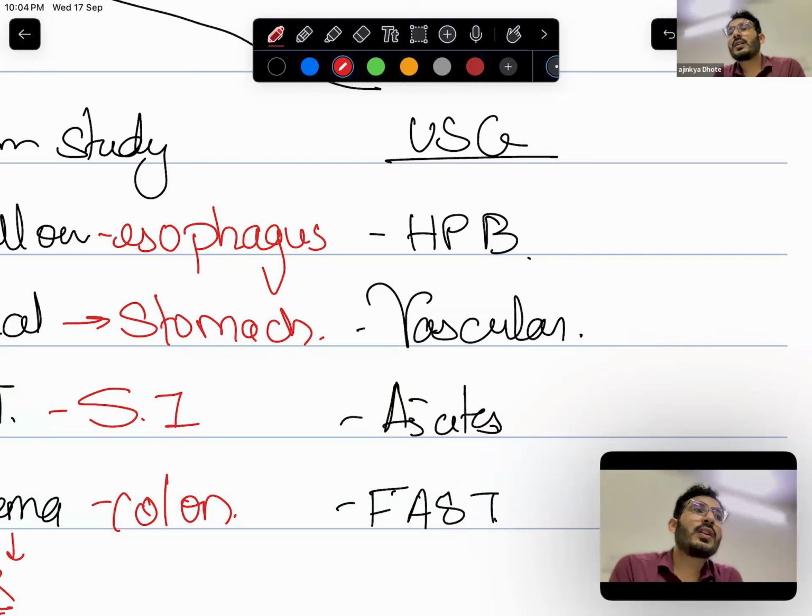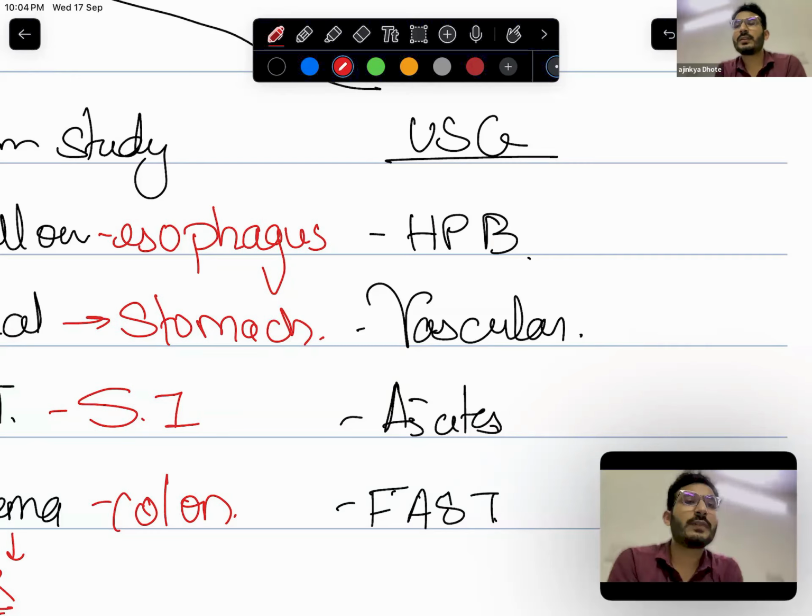Then for your vascular conditions, vascular can be your Dopplers. Any place you have to do a Doppler, it's a dynamic study, we do a USG. Your lower limb Dopplers, your upper limb Dopplers, so any Doppler we do, it's a USG. Aside from that, any fluid in the body anywhere, USG is excellent. And you all know about FAST.